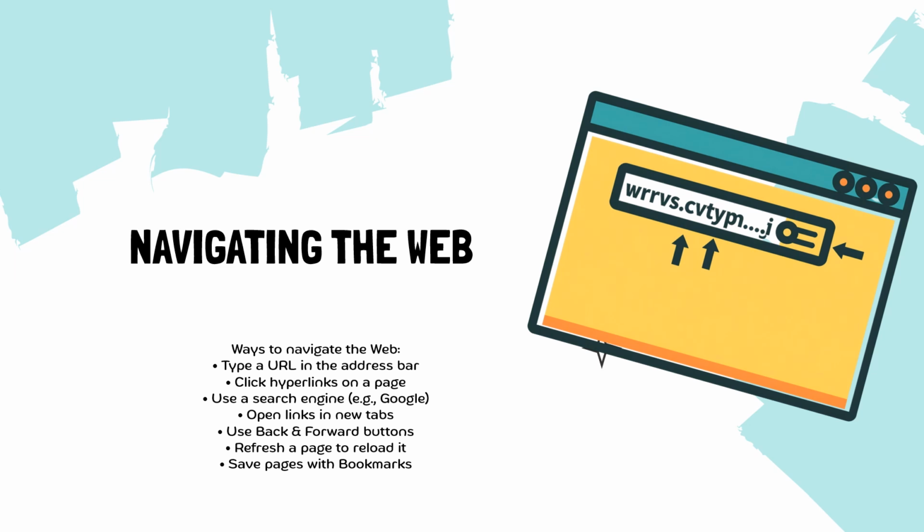Let's talk about web navigation. Navigating the web simply means moving around the web and accessing different online resources. There are several ways to do this. You can type a URL directly into the address bar, or you can click a hyperlink. A hyperlink is usually a clickable text, button, or image that takes you to another page or resource. You can also use a search engine such as Google or Yahoo to find information.